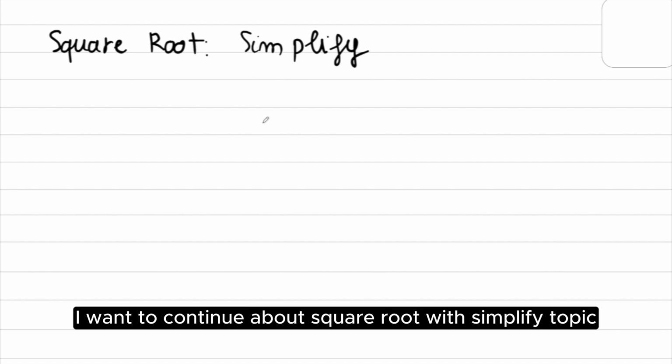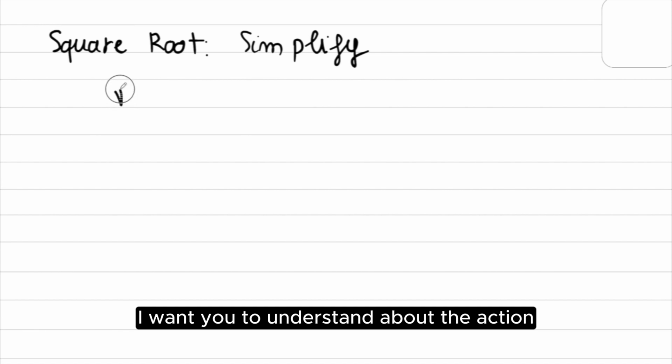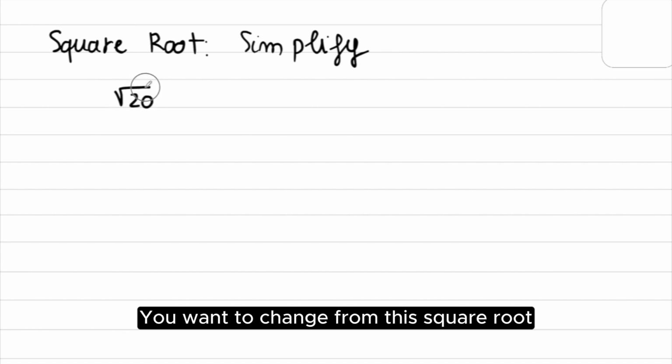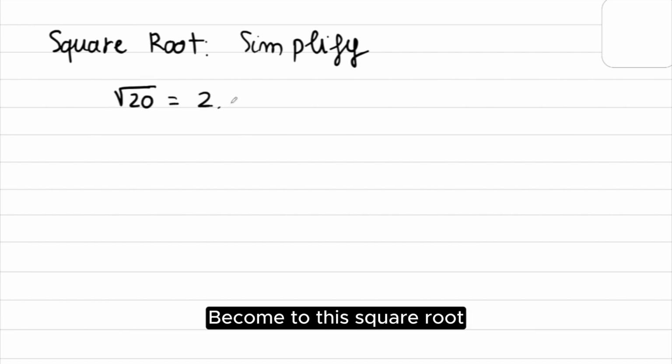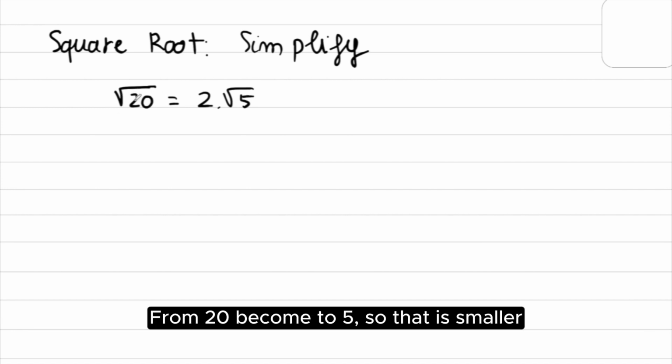In this video today, I want to continue about square root with the simplify topic. When I say simplify, it means I want you to understand the action of changing from this square root to this square root. We call this action simplify because the number under the square root has to be smaller, from 20 to 5, so that is smaller.